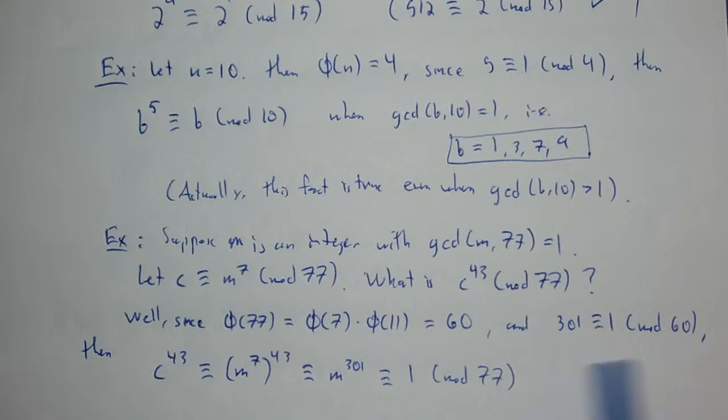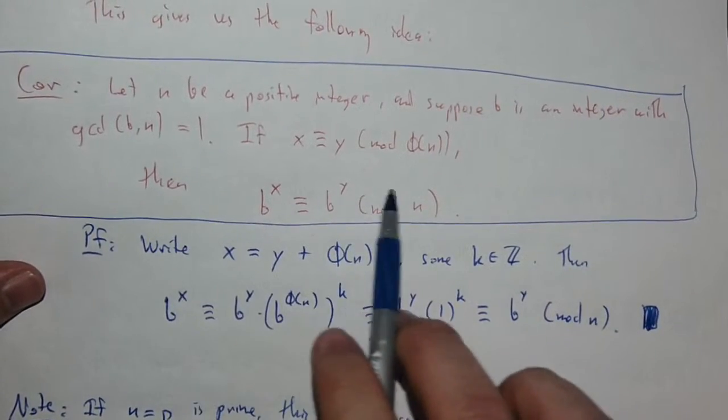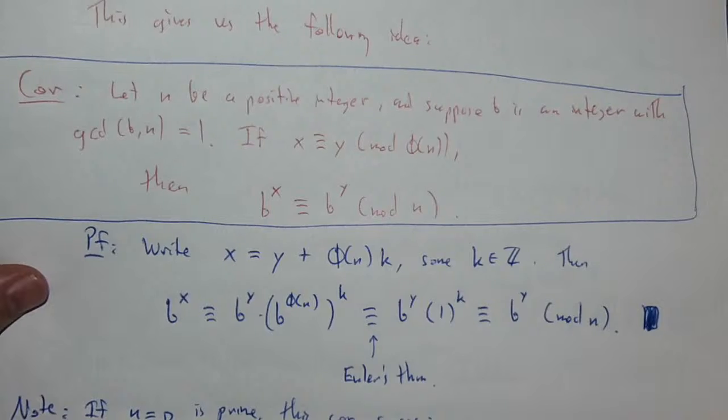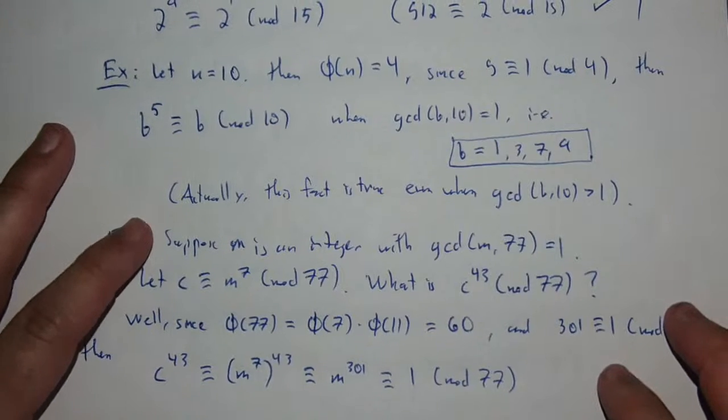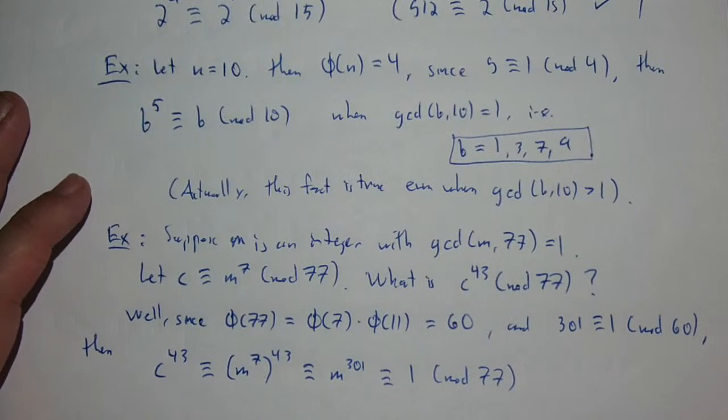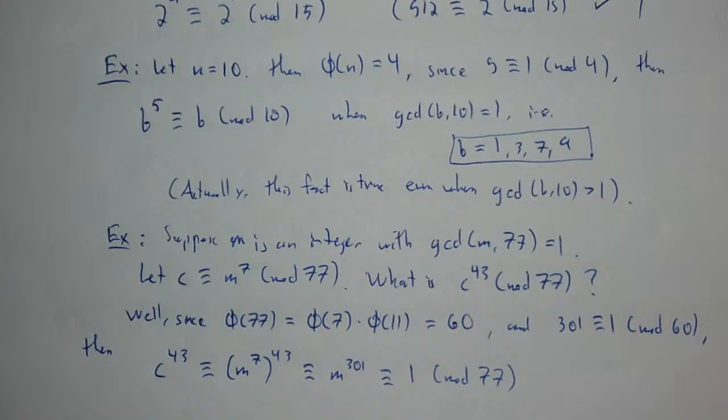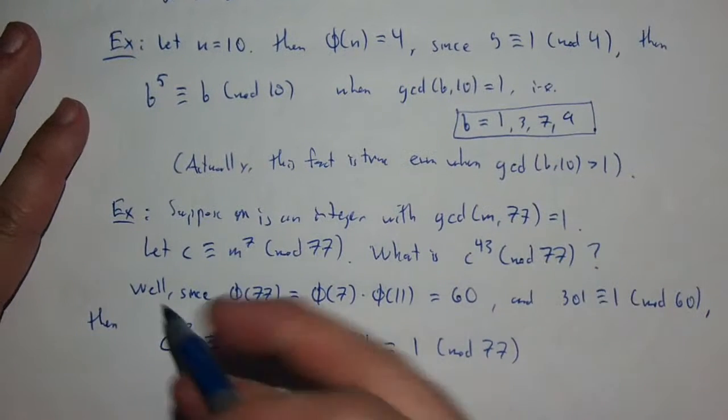You might wonder why I computed this first. I didn't. I did this and then noted 301 is congruent to 1 mod 60. So this is the congruence in the first part of the corollary. This is the congruence mod phi of n in the corollary, and so this tells me about raising to a power mod 77, which is n in this case. So that's where this comes from.